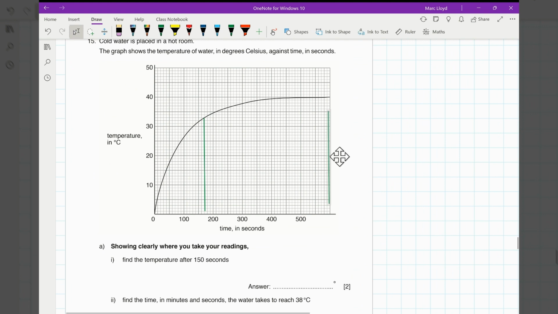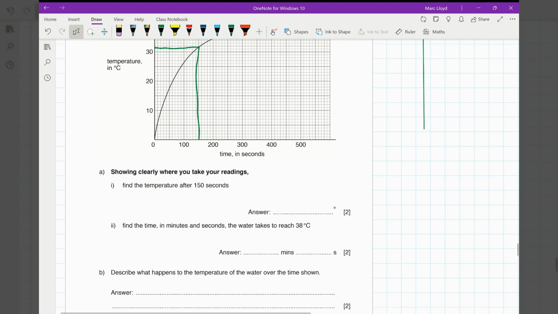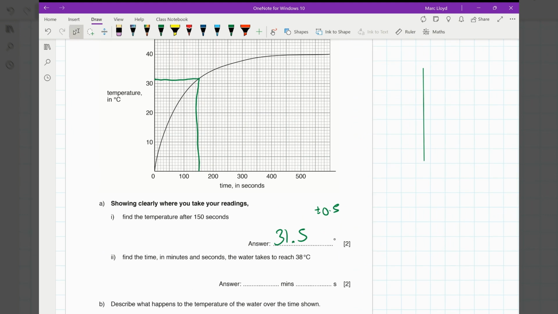You draw your line up from 150, that nice bold line, and it hits just below that grid line, so we're just below 32. So I'd have gone 31.5, but you get plus or minus 0.5. As long as you're there or thereabouts, you'll be okay. But 31.5 is what we're looking for.